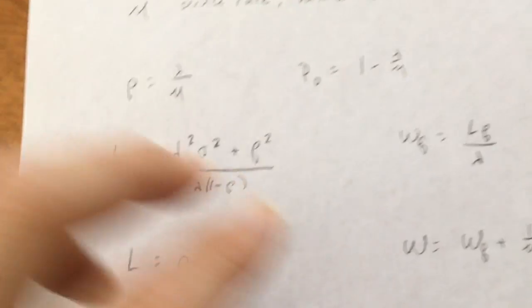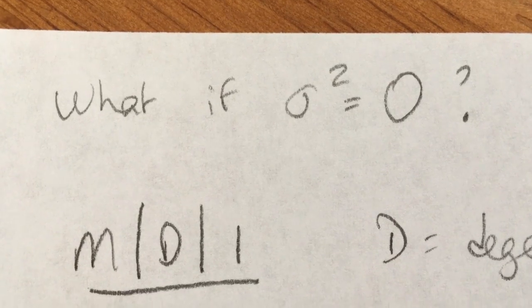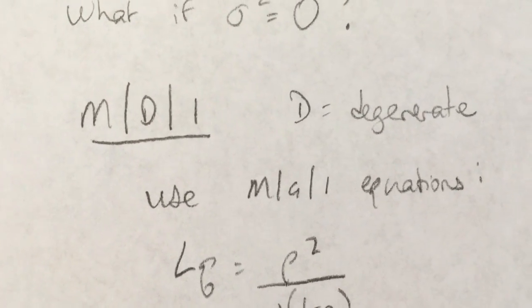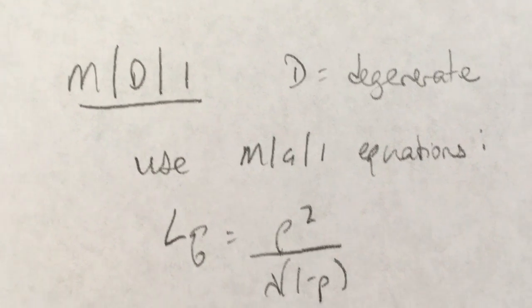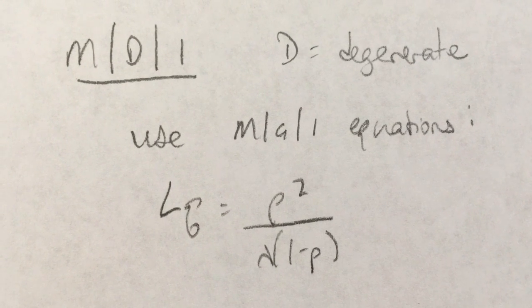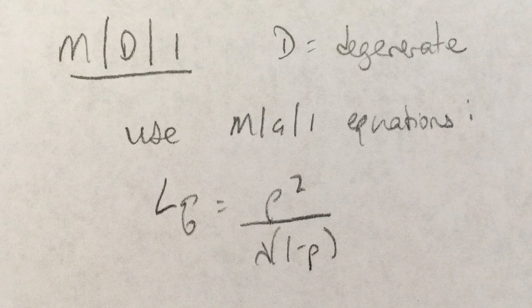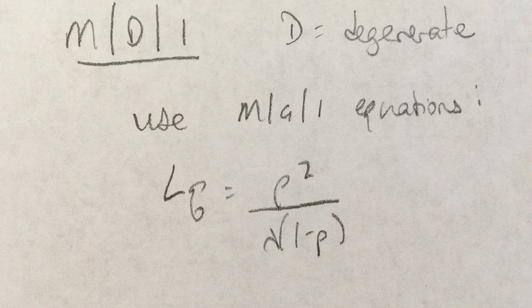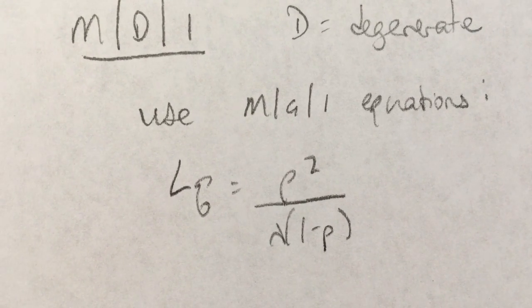Okay, slide 2. Now, what if your variance is 0? What does that mean? Well, now we have an M/D/1, D being degenerate. It just means that the service times are constant. So we can still use the M/G/1 equations because it's just a special case, but sigma, the standard deviation, sigma squared is 0. So LQ is just this, which is the same as LQ for an M/G/1, but without the variance term. And that's it.